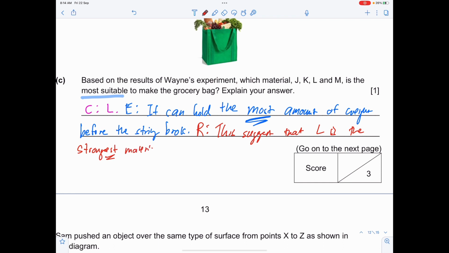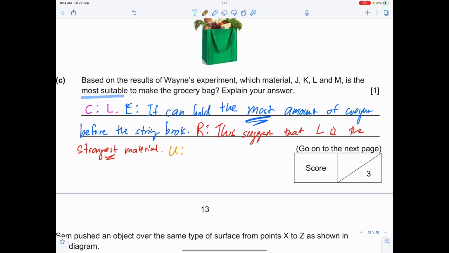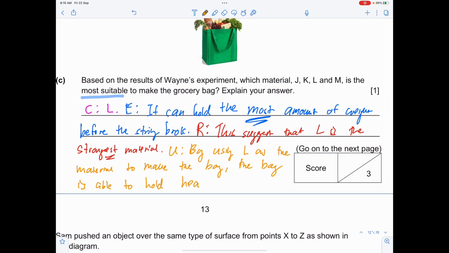Material. And then the last one, U. By using L as the material to make the bag is able to hold heavy things without breaking. Okay, next.